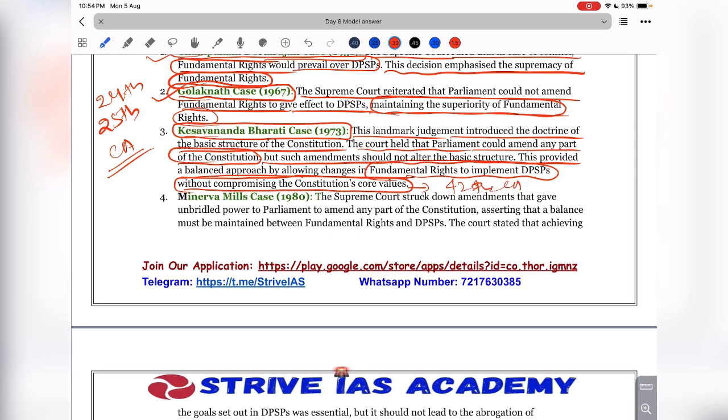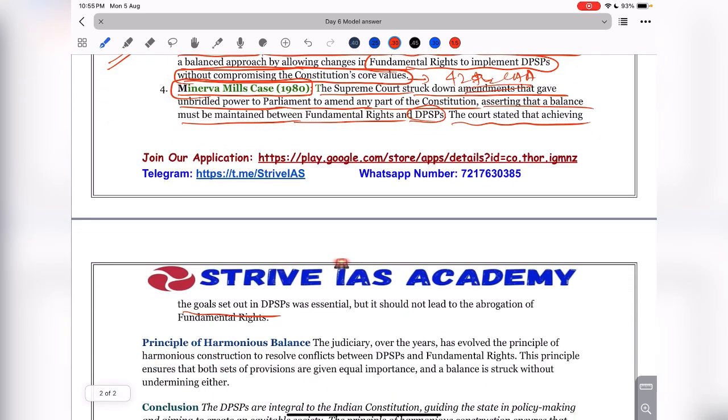Then again the case in Minerva Mills, the Supreme Court struck down the amendment under 42nd Constitutional Amendment Act that gave unbridled power to the Parliament to amend any part of the Constitution, asserting that a balance must be maintained between fundamental right and DPSP. The court stated that achieving the goal of DPSP was essential, but it should not lead to abrogation of fundamental right. Supreme Court said that the fundamental right and DPSP are like two wheels of a chariot. If you remove one wheel of the chariot, your chariot will not run.